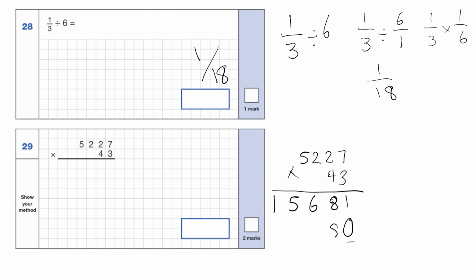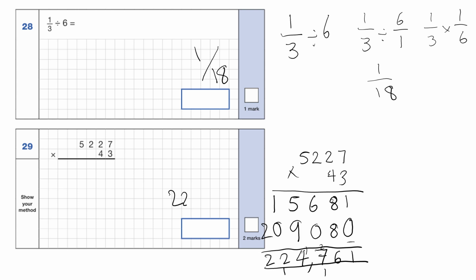7 times 4 is 28, we're carrying over the 2. 2 times 4 is 8, 9, 10, carrying over the 1. 2 times 4 is 8, add the 1 is 9. 5 times 4 is 20. That's a 2-mark question, so we just add them up now. 1, 6 add 1 is 7, 9 add 5 is 14, 1 add 1 is 2, and 2. So it's 224,761.